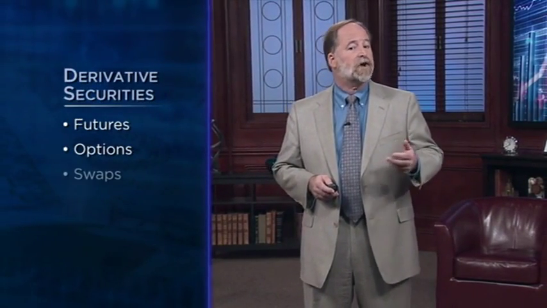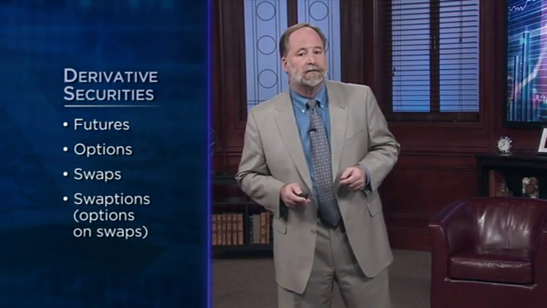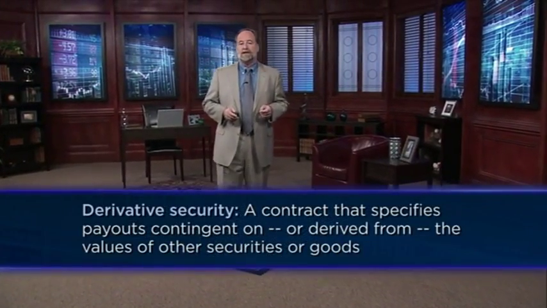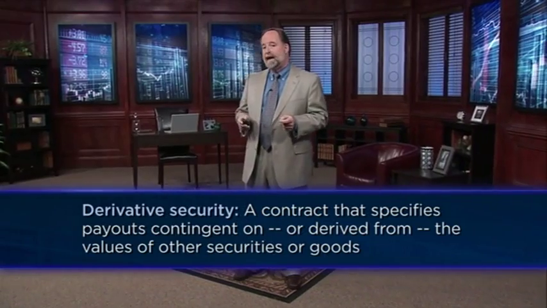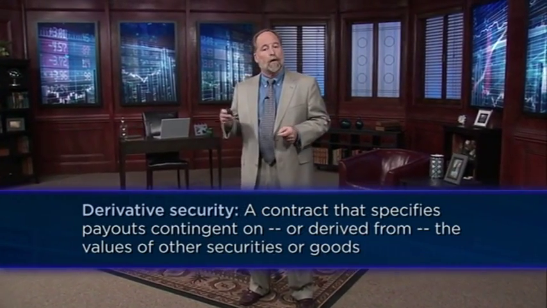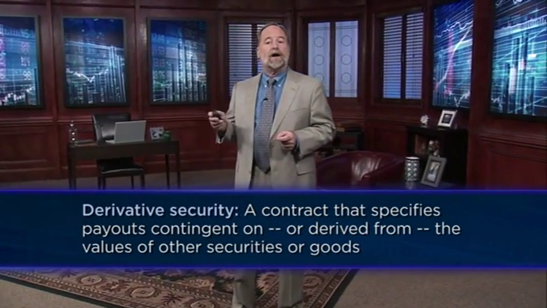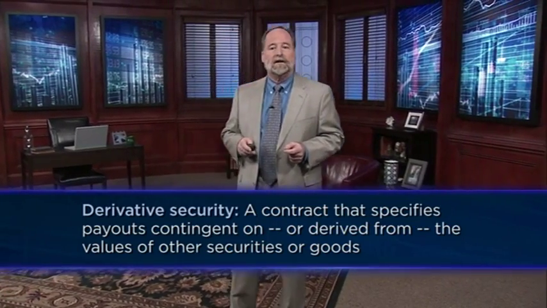Okay, so let's turn back to the question of what are they? Derivative securities come in many forms. For example, there are futures, there are options, there are things called swaps, and there are even options on swaps called swaptions. At the most basic level, a derivative security is a contract that specifies payouts contingent on or derived from the values of other securities or goods. That is the sense in which they are derivative securities.